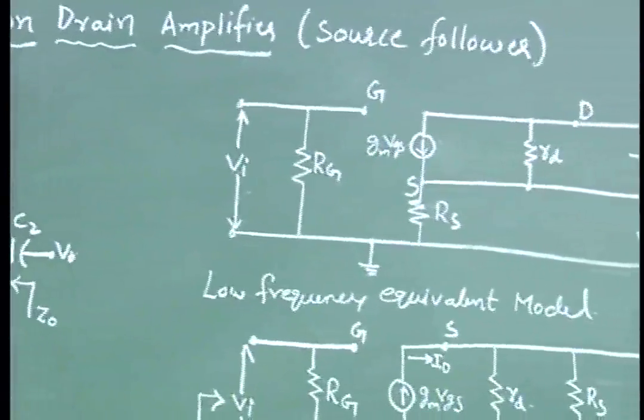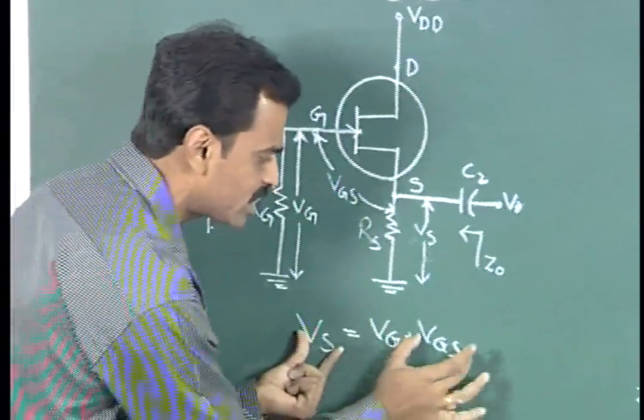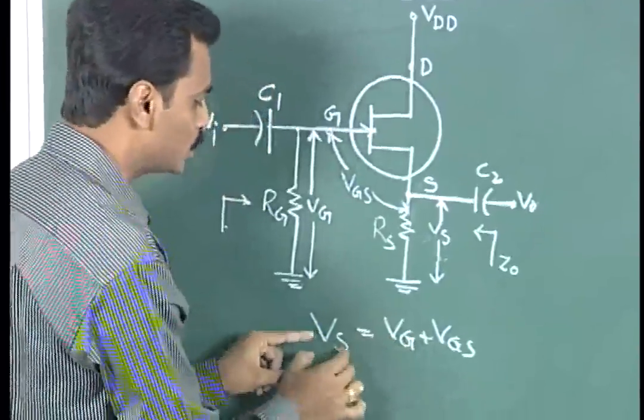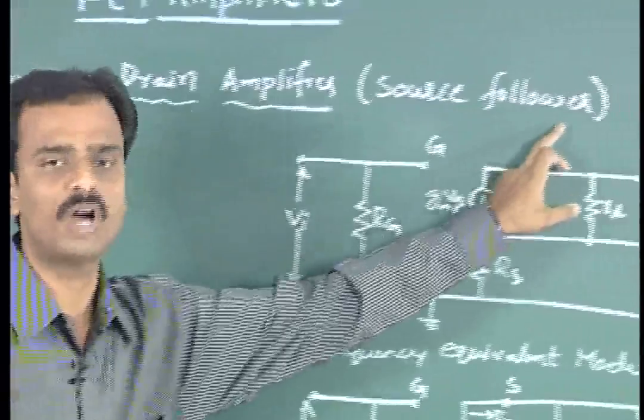So for this source voltage, as Vi varies, Vg also varies, while Vgs remains constant. So as Vi varies, Vg varies, and this source voltage also varies. So that it is called a source follower.